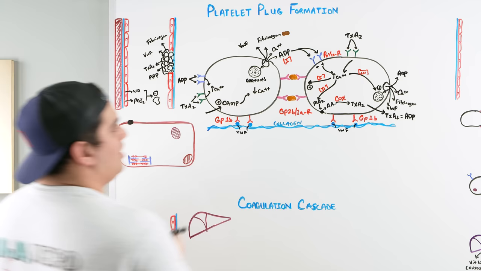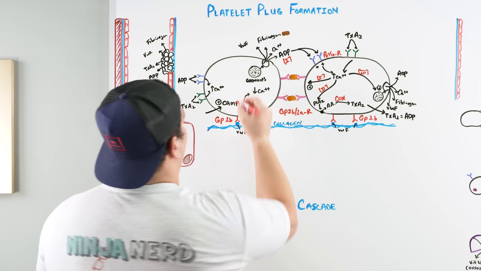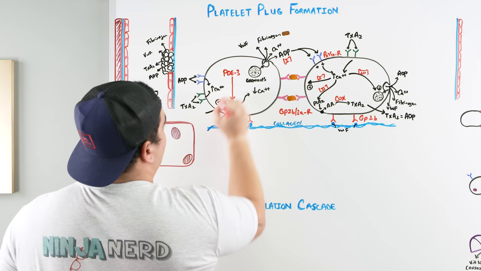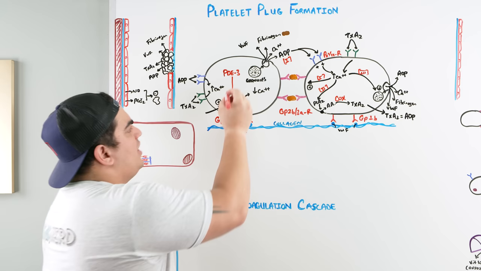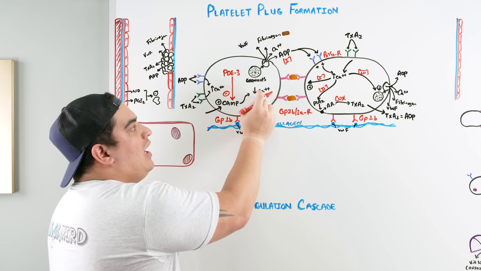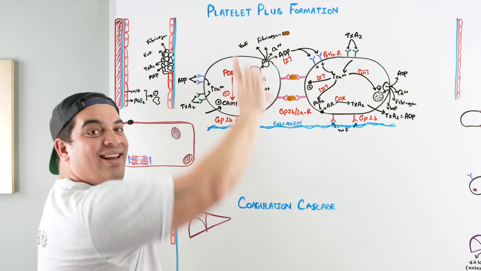So there's a special enzyme here, and this enzyme is called the phosphodiesterase 3 enzyme. And what this enzyme does is it is going to specifically break down, you know phosphodiesterases, they break down cyclic AMP. So this would specifically work to inhibit cyclic AMP. So if I don't have cyclic AMP that's increased, I won't be able to decrease my calcium. Instead, I'll have less cyclic AMP and therefore an increase in calcium. And so I'll still allow for this whole process to occur.